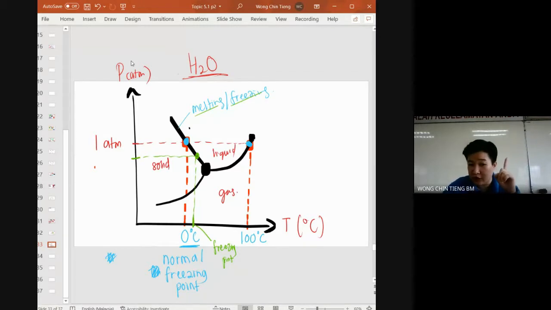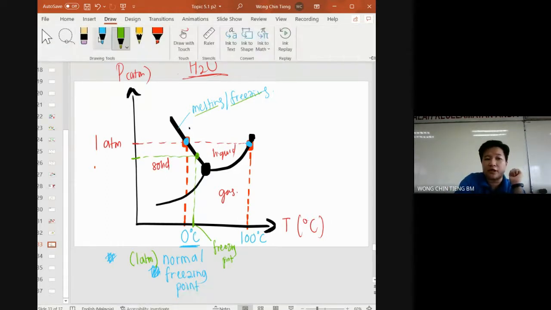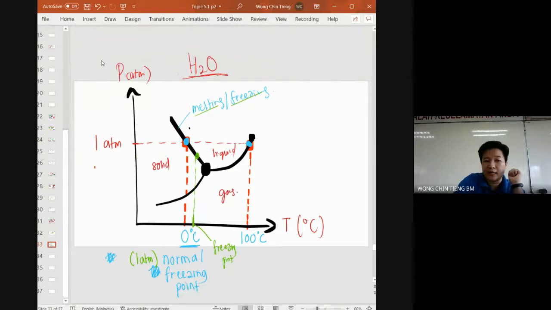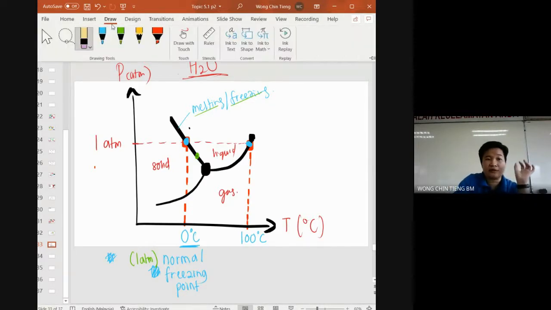Normal, the word normal represent one thing. 1 ATM. Okay? Sebab the entire slope is about freezing and melting. So kamu jatuh kat titik mana-mana pun dalam line ini, dia akan jadi freezing point. Tapi apa itu normal freezing point? Normal freezing point is when your pressure is 1 ATM. That is your normal freezing point. Is that clear? So, kalau yang tu dah nampak, then you should be able to see this.